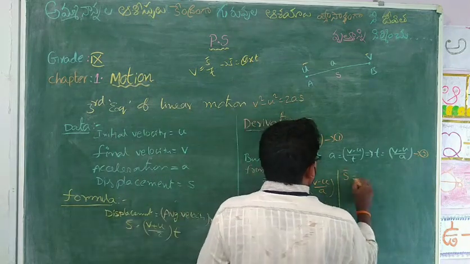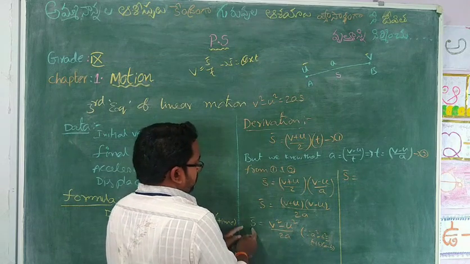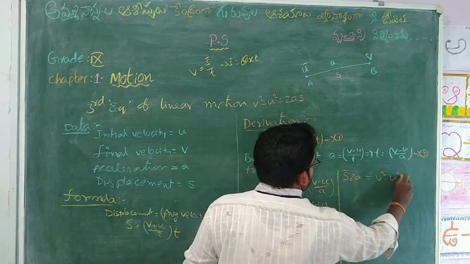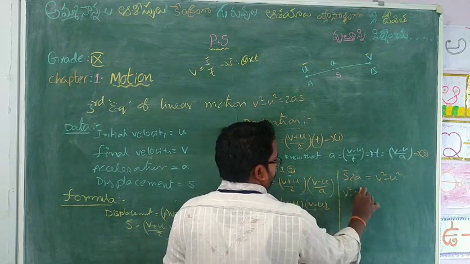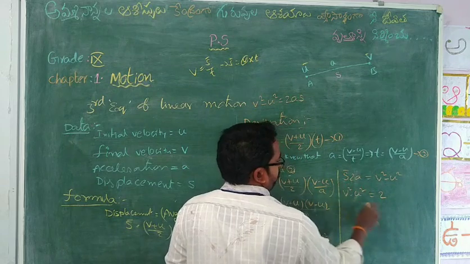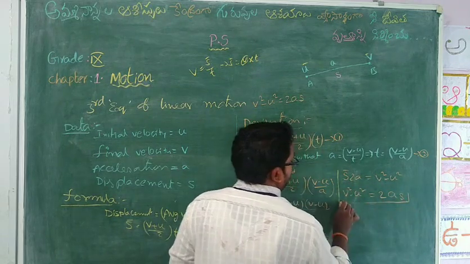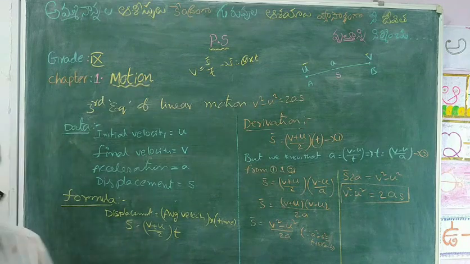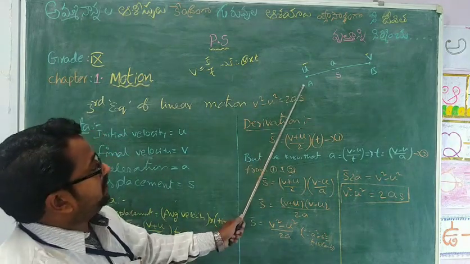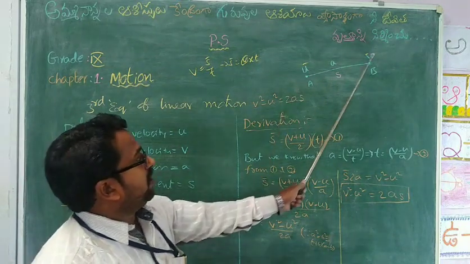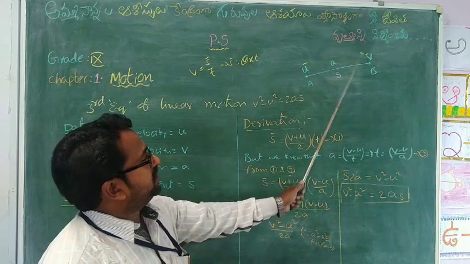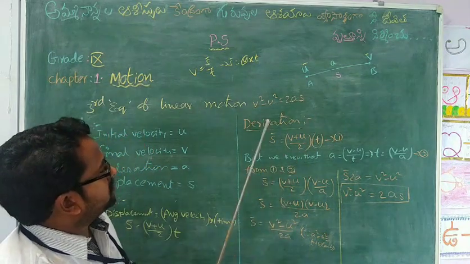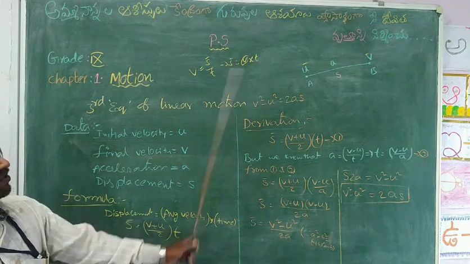Okay. Now, S is equal to V square minus U square over 2A. Now, get the 2A to this side. 2A times S is equal to V square minus U square. Write V square minus U square this side, nothing is going to happen, and 2 is a constant. So, V square minus U square is equal to 2AS. This is the derivation. Clear? See, a body has initial velocity u and final velocity v. So there is some change in the velocity, so acceleration will be there. With this acceleration it obtains some displacement s. From this we have the third equation of linear motion, v square minus u square is equal to 2AS.